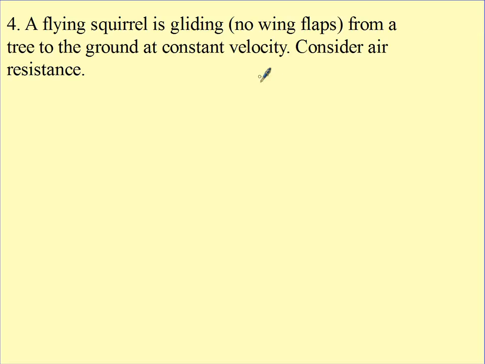Now I have a flying squirrel. It's gliding from a tree to the ground with constant velocity. Constant velocity means my acceleration is going to be 0. And now we have to consider air resistance. I'm not going to attempt to draw a flying squirrel. We're going to draw a box.